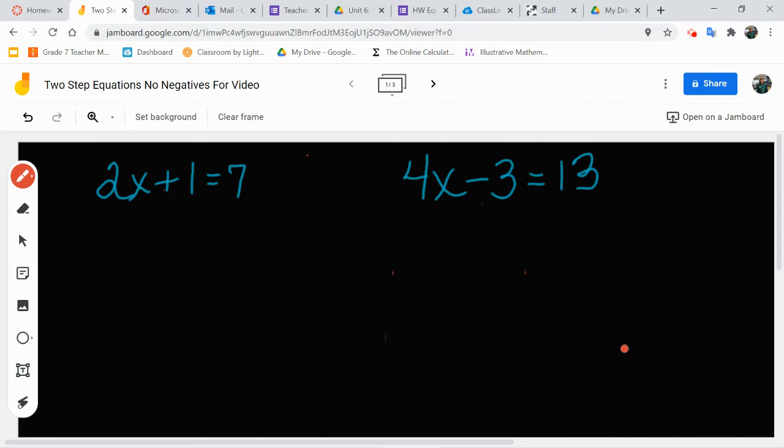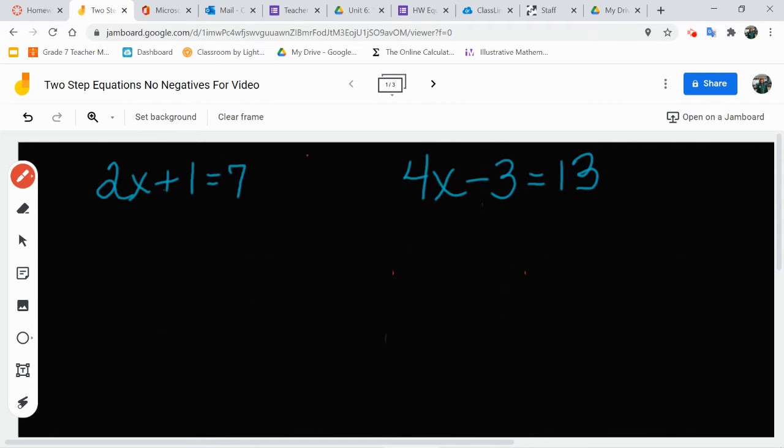You have constants. These are numbers that don't have variables or letters. And then the numbers in front of or below letters are called coefficients. Co means together. They go together with that variable. So let's talk about what that means. When a number is in front of a letter, it means multiplication. That means 2 times whatever x is plus a 1 equals 7.